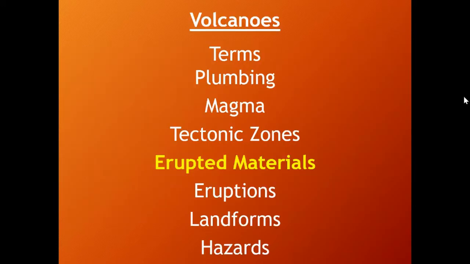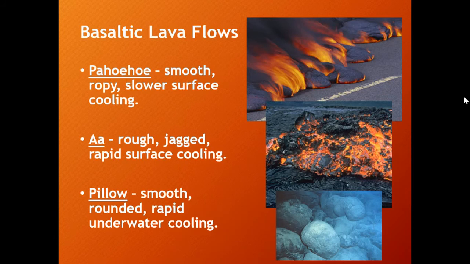Lastly, today, eruptive materials. Lava flows are one example of eruptive materials. Since lava flows are so common in Hawaii, they were actually named with Hawaiian names. Two types of lava flows. A slowly cooling lava flow is called pahoehoe, and it's smooth and ropey. It's a fun word to say.